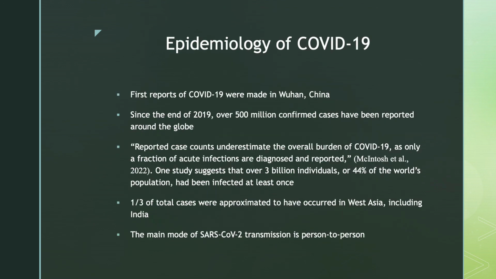The first reports of COVID-19 were made in Wuhan, China. Since the end of 2019, over 500 million confirmed cases have been reported around the globe. Reported case counts underestimate the overall burden of COVID-19, as only a fraction of acute infections are diagnosed and reported. One study suggests that over 3 billion individuals, or 44% of the world's population, had been infected at least once. One third of total cases were approximated to have occurred in West Asia, including India. The main mode of SARS-CoV-2 transmission is person to person.